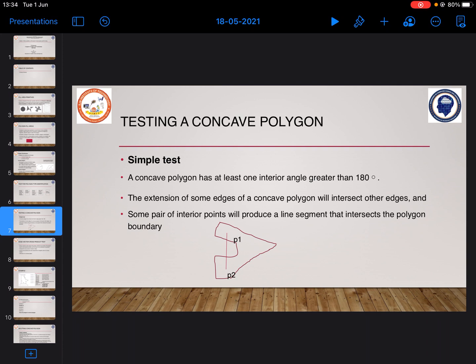The first step is how to test a concave polygon. There are two methods used: one is the simple method and another is the edge vector method. In the simple test, a concave polygon has at least one interior angle greater than 180 degrees. If you extend some edges and the edges intersect with each other, then it is concave. If you draw a line segment between a pair of points within a polygon and that line segment touches the boundary of the polygon, then it is concave.